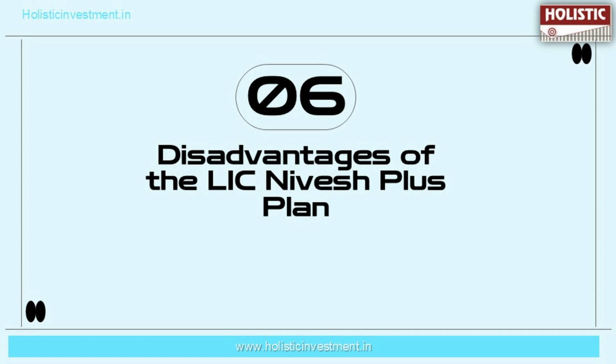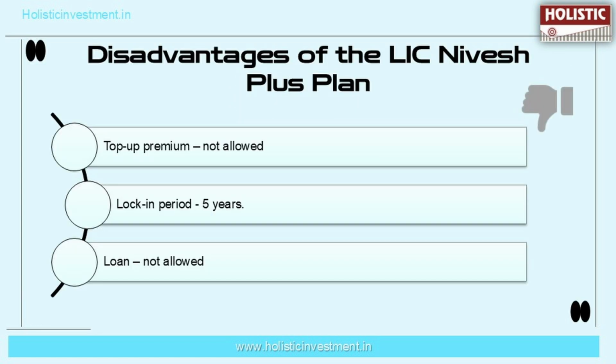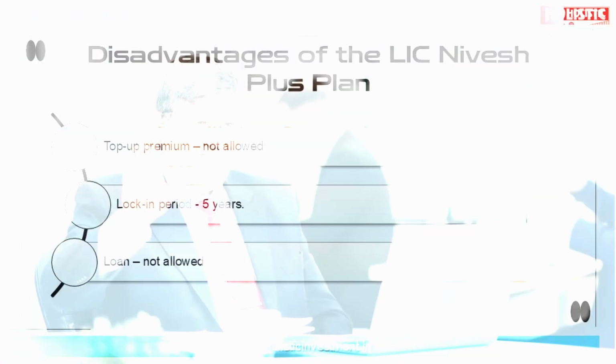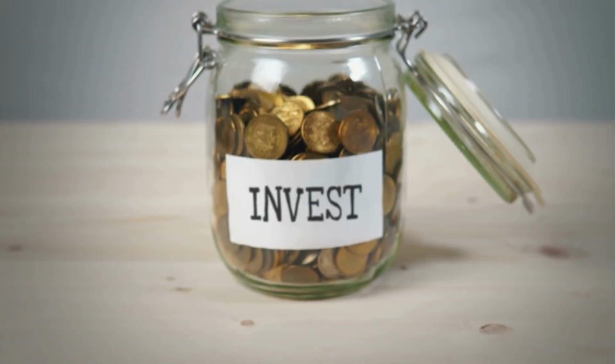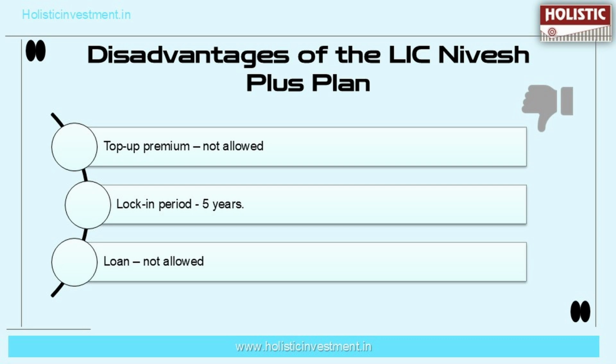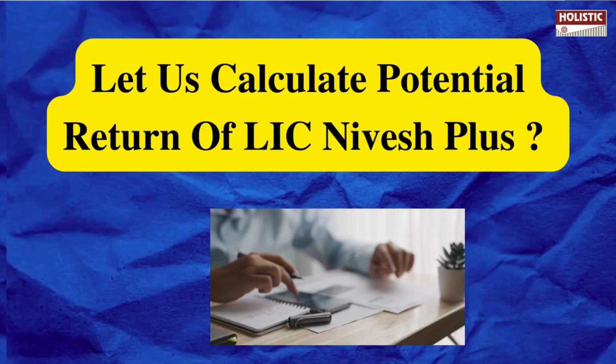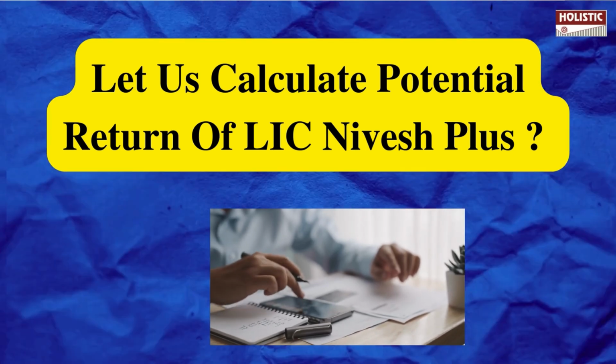Next, disadvantages. No top-up shall be allowed under this plan. The lock-in period is 5 years. No loan shall be allowed under this plan. Next, it is crucial to carefully assess the product's performance before investing. Market-linked products provide exposure to the financial market, but their potential returns might vary. Let us now calculate the potential return of LIC Nivesh Plus.